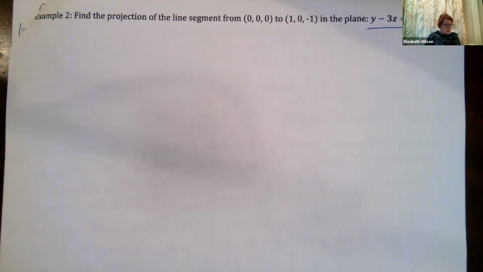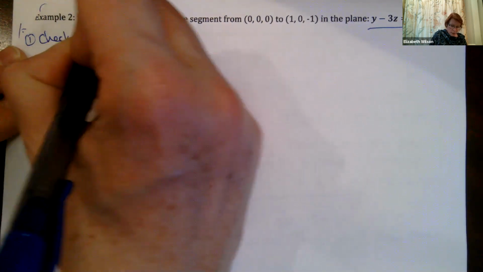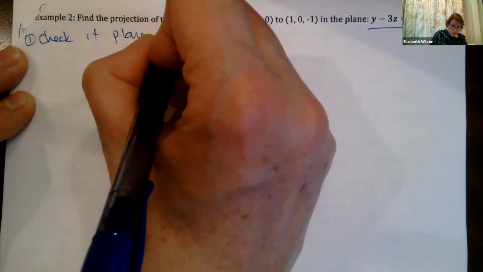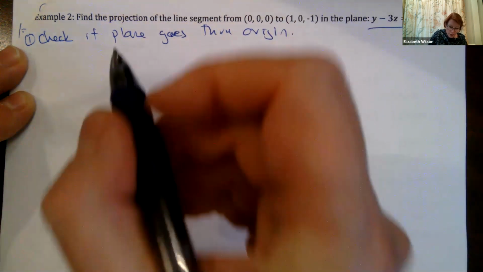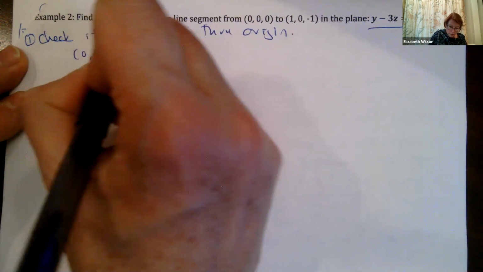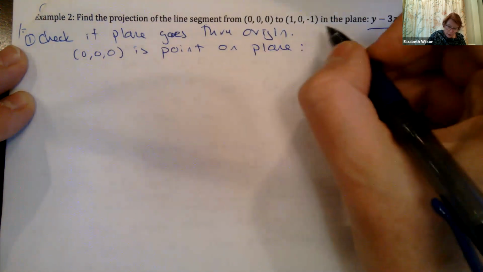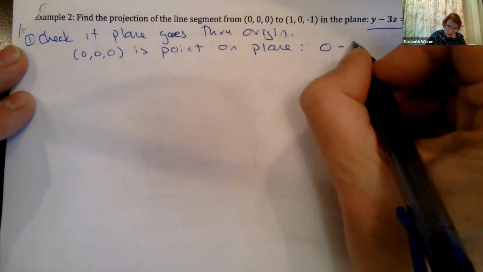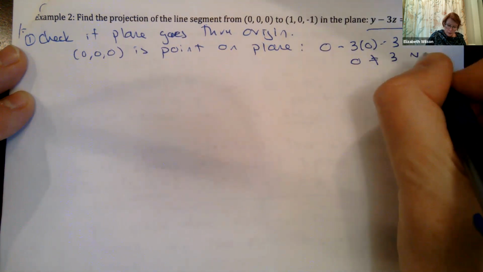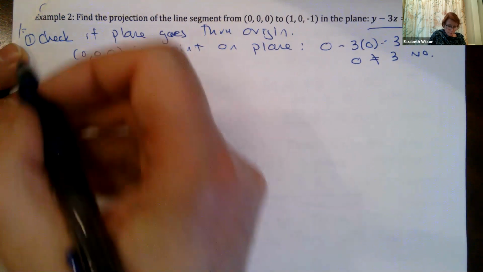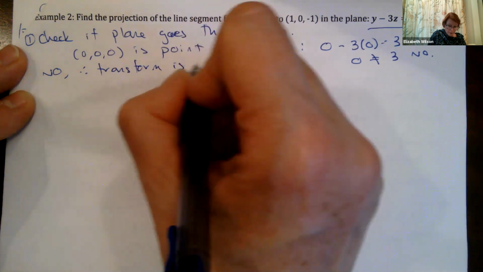Okay. So we're going to do the same thing that we did before. I need to check if the plane goes through the origin, right? So I need to check if 0, 0, 0 is a point on the plane. I'm going to plug in 0 for X, 0 for Y, 0 for Z, and I'm going to get 0 equals 3. No. Okay, so the plane does not go through the origin. Therefore, our transform is affine.